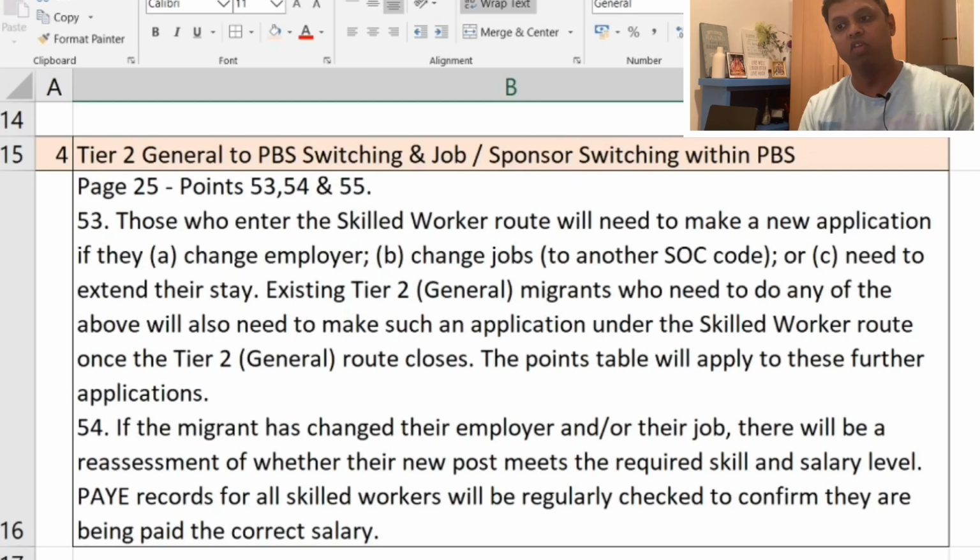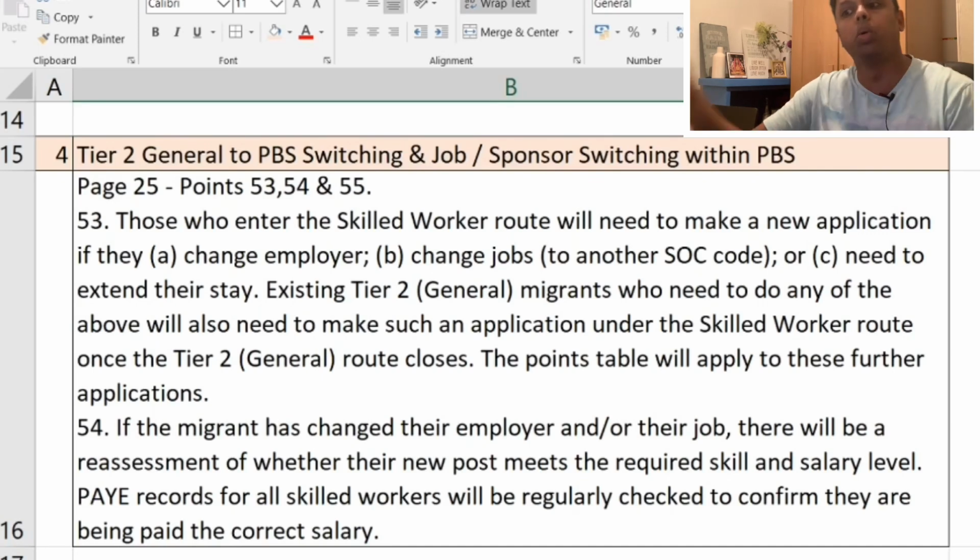And again, if you stay in Tier 2 General, you can already go through and get your ILR. But for some reason, if you want to switch employers and you want to switch from a Tier 2 General sponsor to a points-based system sponsor after January 2021, then you will again have to go through the 70-point eligibility process. So for example, in your Tier 2 General, if you're earning less than the salary threshold, it doesn't matter because you're in Tier 2 General.